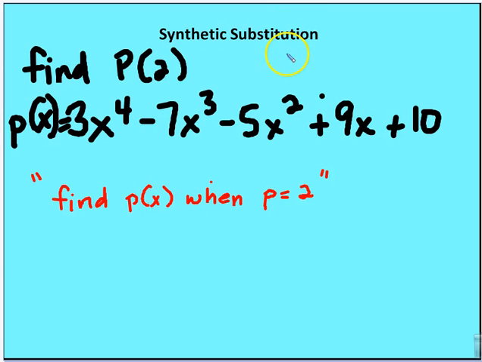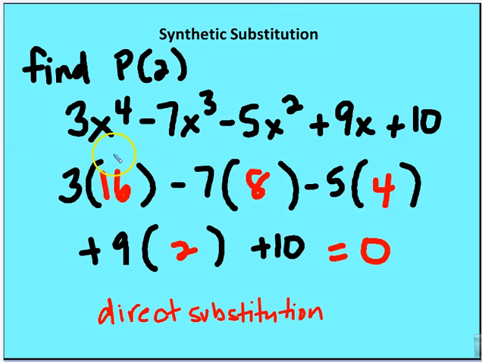Okay, so now I want you to use synthetic substitution in order to find the function p of x when x is equal to 2, and that's what this p of 2 means. Here's my function p of x. Here's my polynomial. I'm going to stop here while you figure this out. All right, so I'm going to substitute 2 in for x. So 3 times 16 minus 7 times x cubed, which is 8, minus 5 times 4 plus 9 times 2 plus 10 is equal to 0. We call this direct substitution. We're directly substituting 2 in for x.